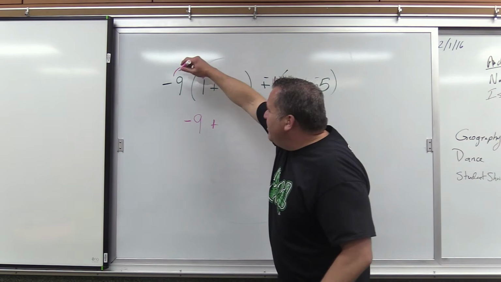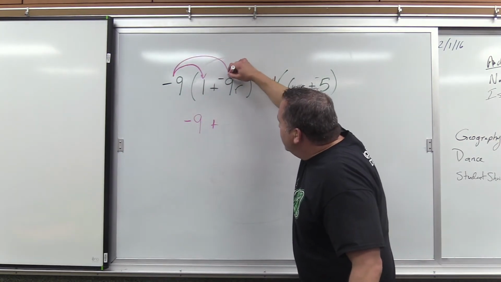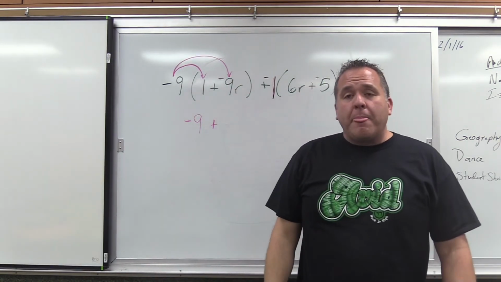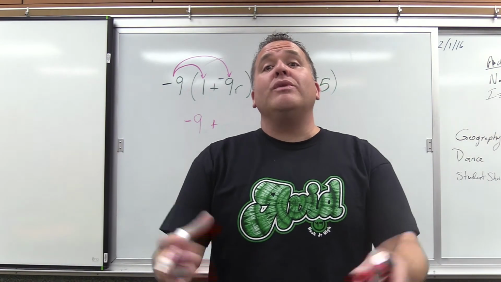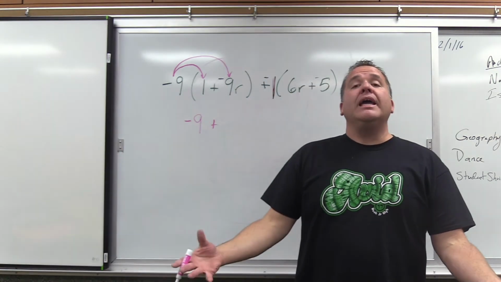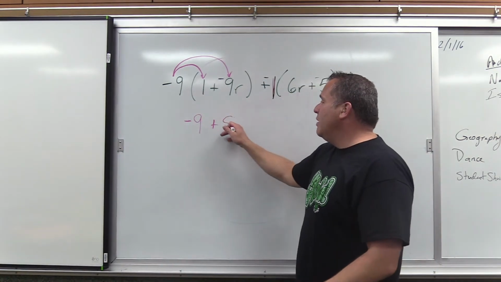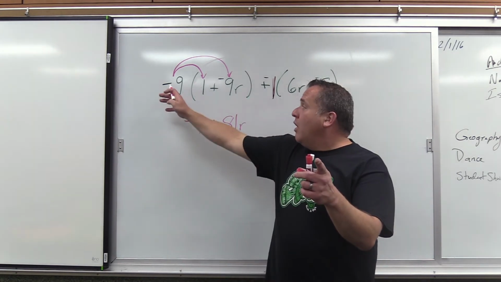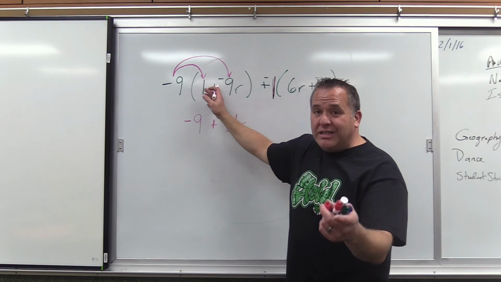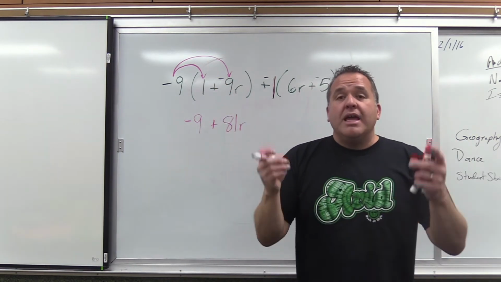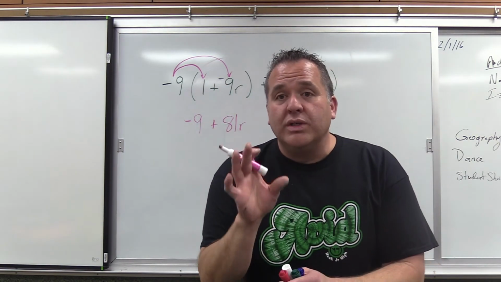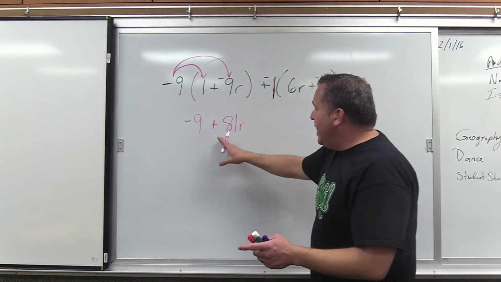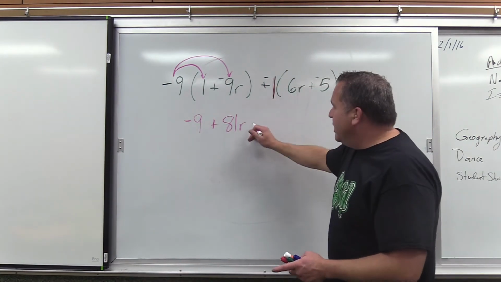Distribute one more time. Negative 9 times negative 9r. Now let's just go 9 times 9. What's 9 times 9? 81. So we get 81. Don't forget the r. And ask yourself, are these signs the same or are they different? They're the same. And because they're the same, the answer will stay positive.